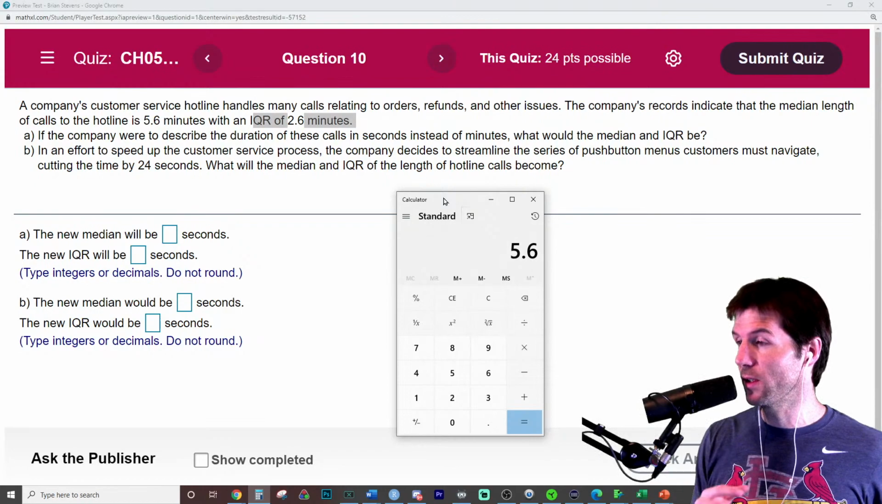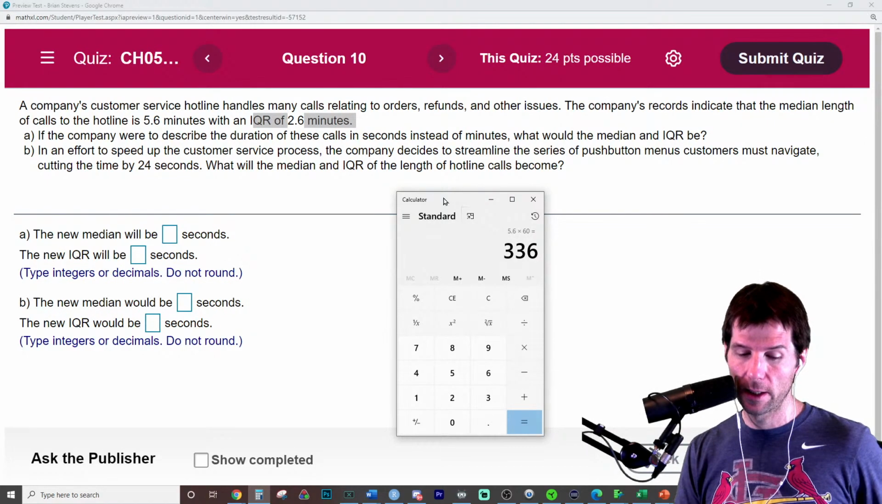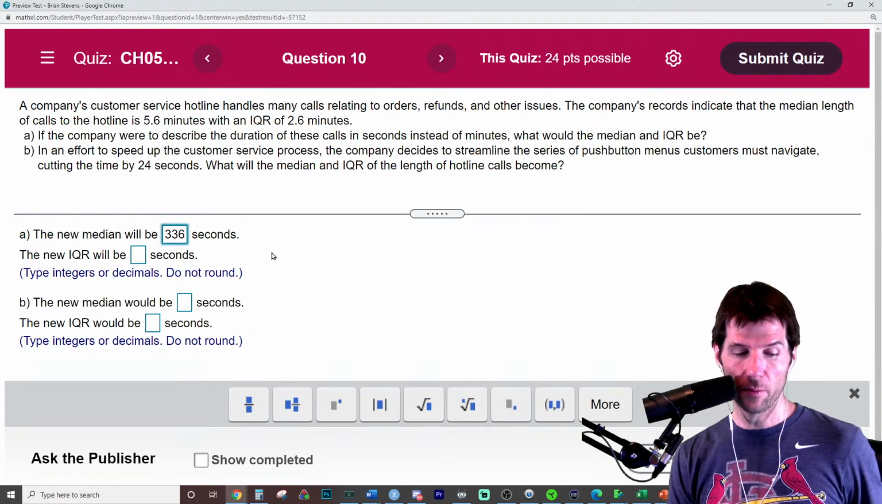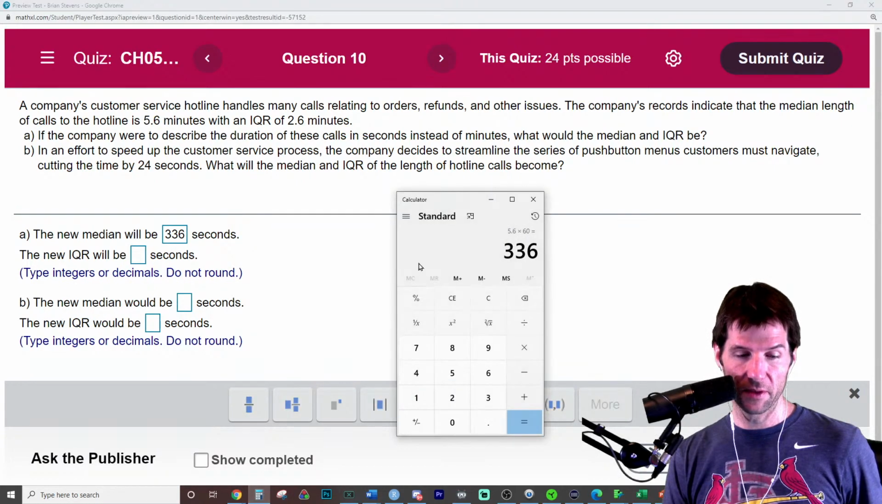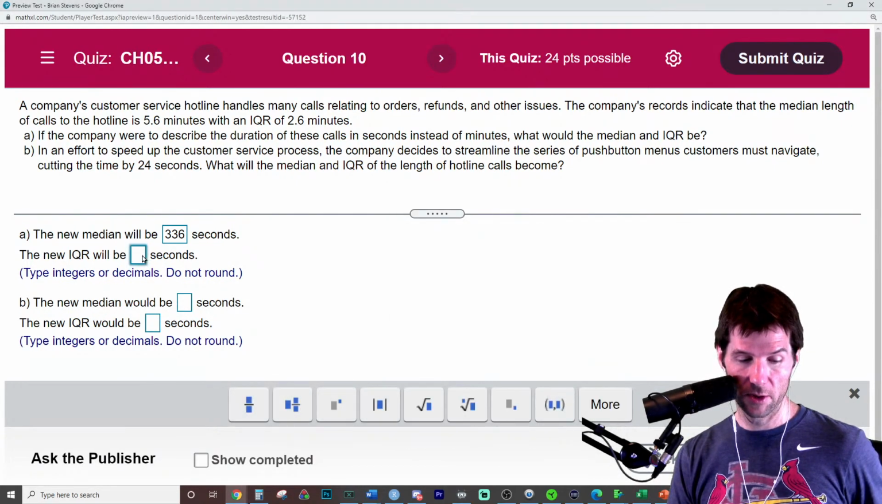This is a transformation, which won't change the shape. Times it by 60, you are correct. And so that was 336. That's the new median. And then the IQR is going to have the same thing happen to it. The IQR is just going to be times 60, and there's the IQR.